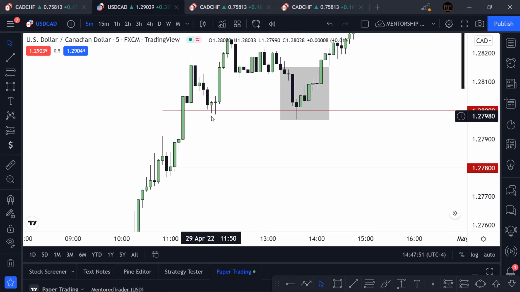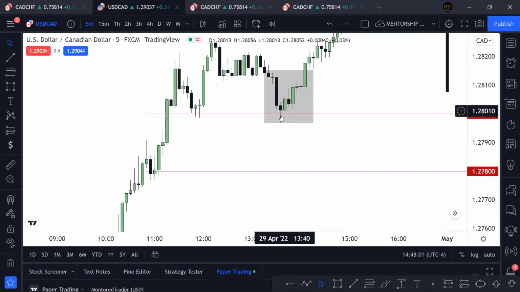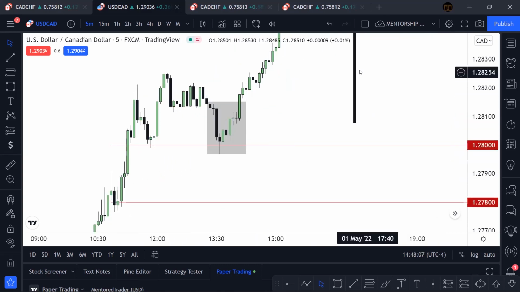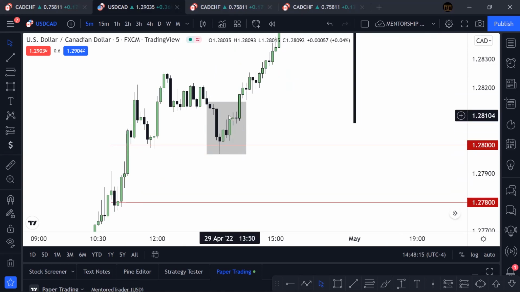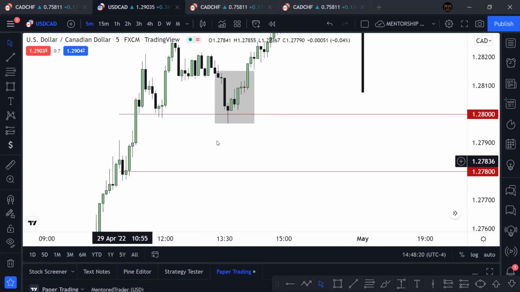Why? We have relatively equal lows here. Relatively equal lows. What does this mean? This means when price comes to take liquidity, just like price came to this order block here, price will also come here.